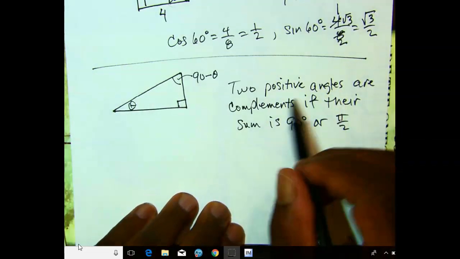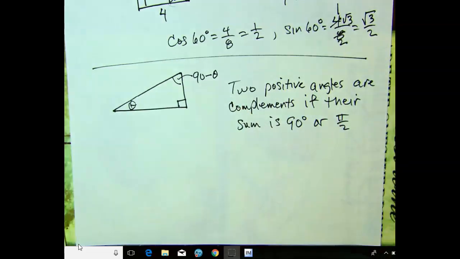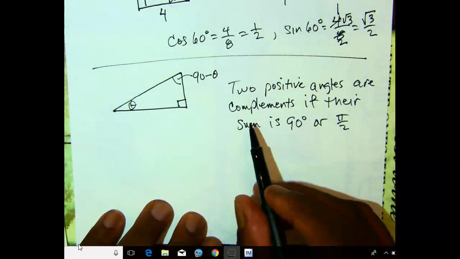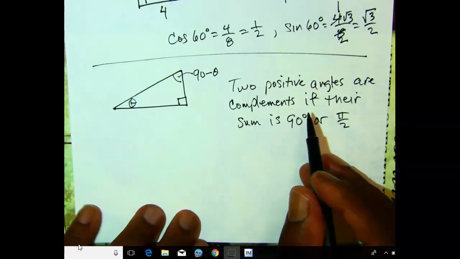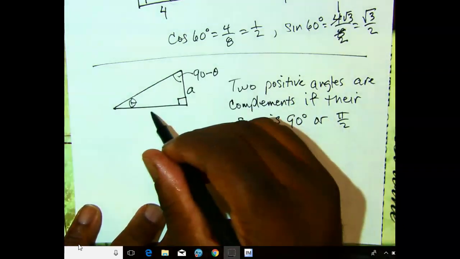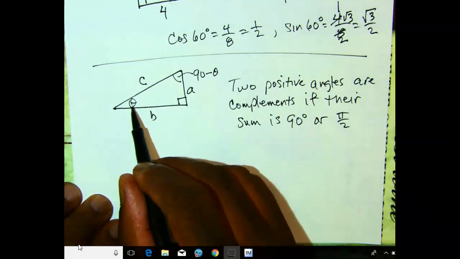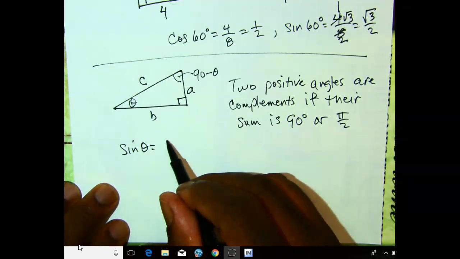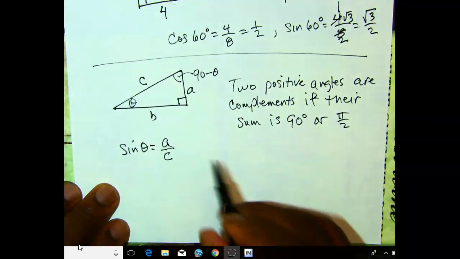Because these two angles are complements, we're going to define some cofunction identities. Co really stands for complements. I'll give you an example here. Let's say this is A, that's B, and that's C. This angle theta, the sine of angle theta, is equal to opposite A divided by C.